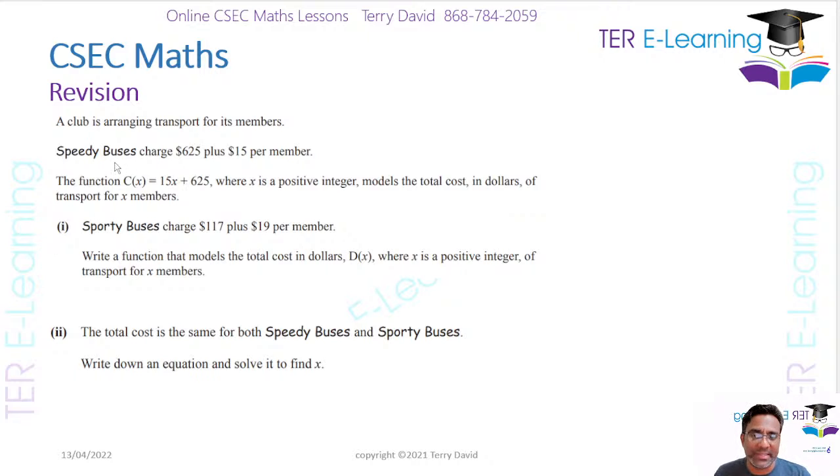So sometimes in questions they give us worded information in order to model some situation here, right? So in this case we have some bus, and the bus is charging $625 plus $15 for each member that is on the bus, right? So they give us a statement here, and they also gave us what that function will look like. So c of x is equal to 15 multiplied by how many members we have plus a fixed cost of $625, right? Now sporty buses charges $117 plus $19 per member, and they want us to write a function that models the total cost in dollars, right?